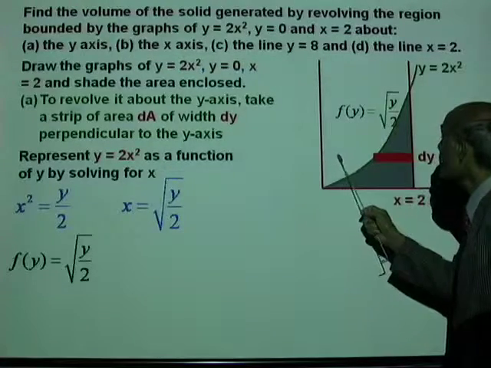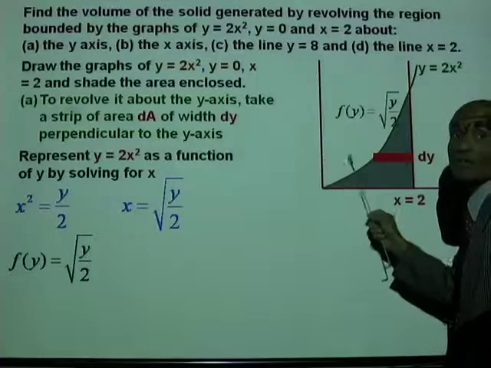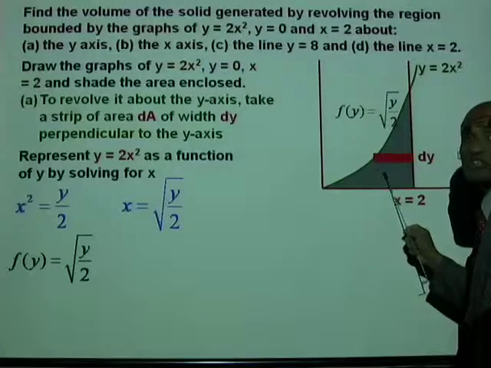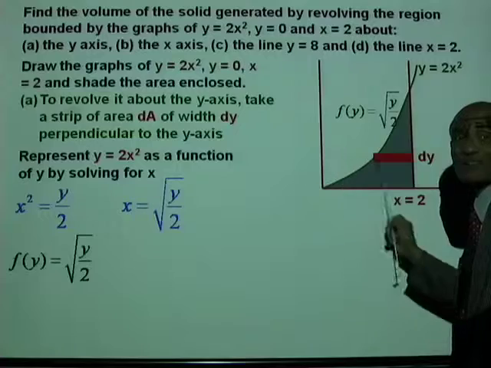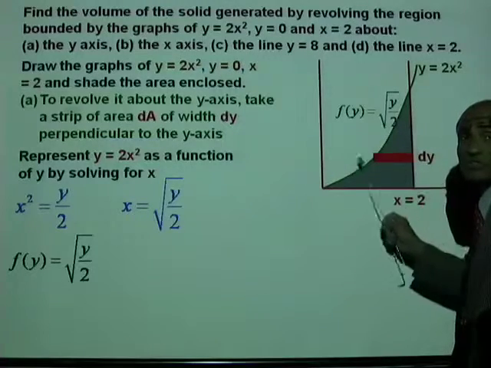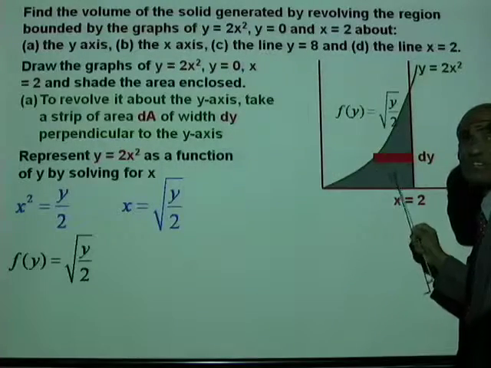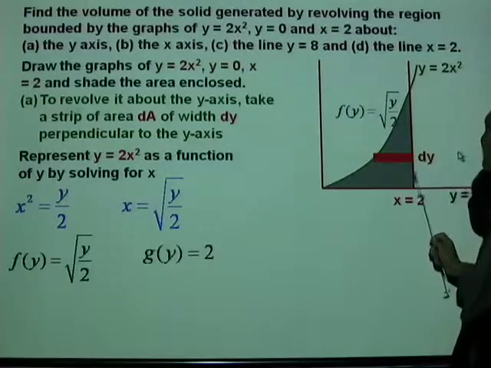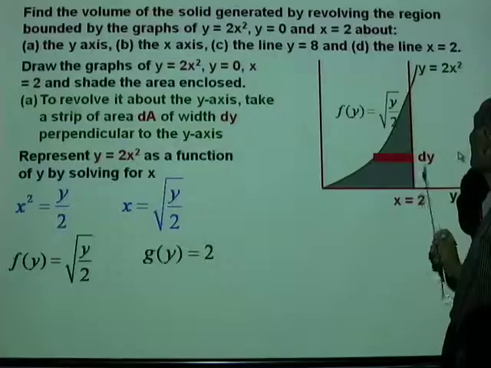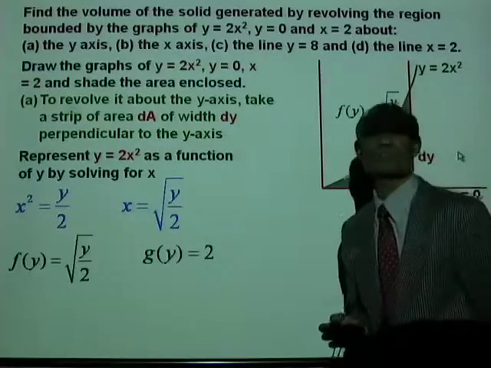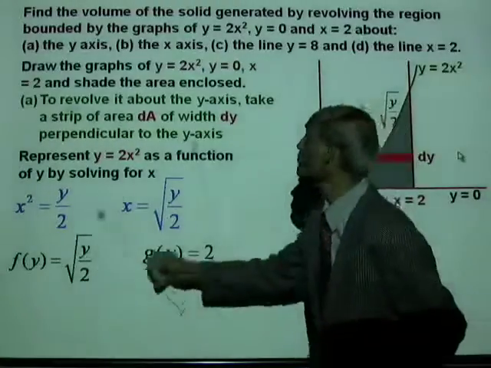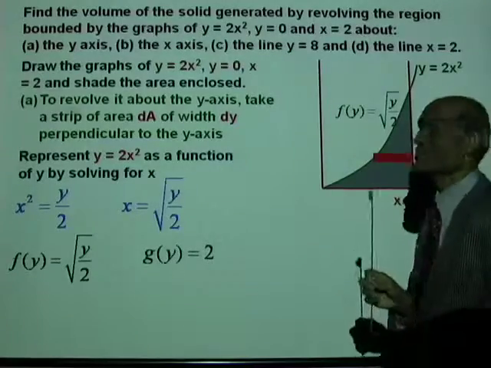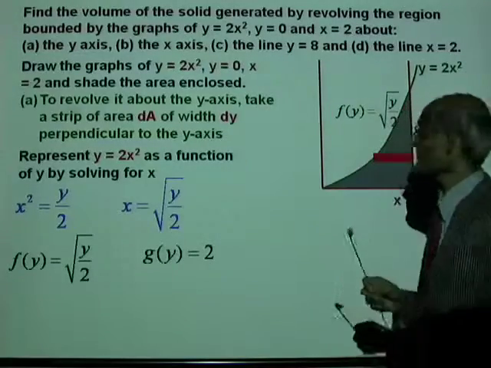If this is x equal to square root y over 2, then this distance is x equal to 2. Is that right? This line is called x equal to 2. That distance is x equal to 2. So g of y equal to 2. This is the graph of g of y equal to 2. So we have both the functions expressed as functions of y.